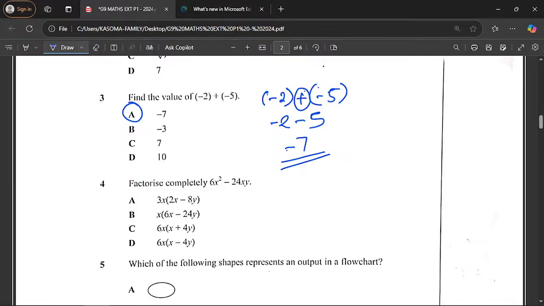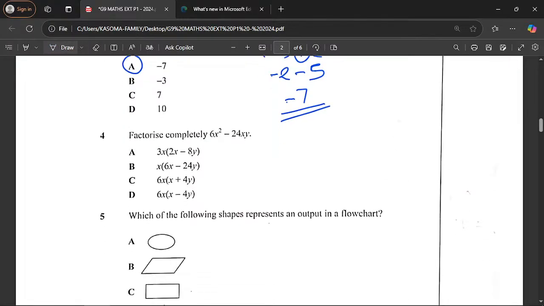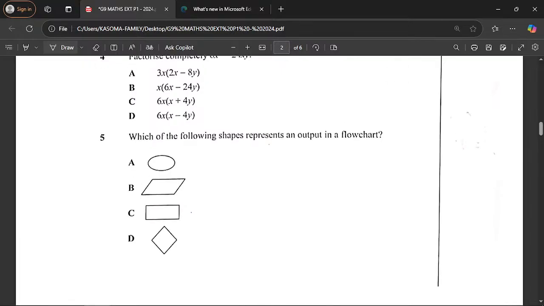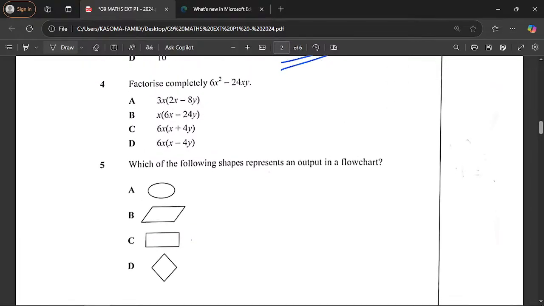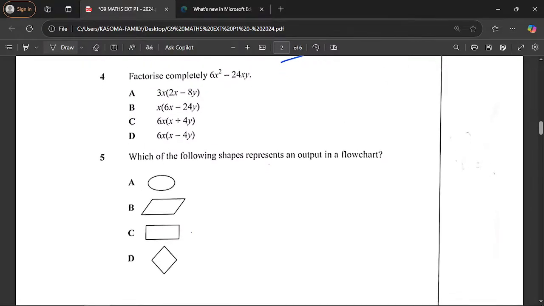Okay, so now we go to the next question, which is question 4. Question 4 is as follows. Factorize completely 6x squared minus 24xy. What I want you to do is please factorize this question. Work out this question, please.